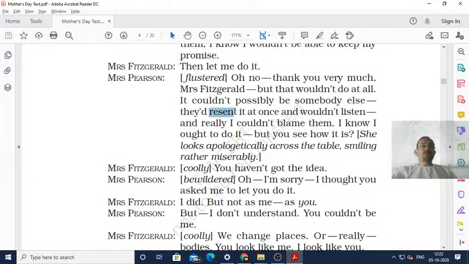Resent means they would protest it. They would get angry and protest about it. And wouldn't listen. And really, I couldn't blame them. I know I ought to do it, but you see how it is. She looks apologetically across the table, smiling rather miserably.